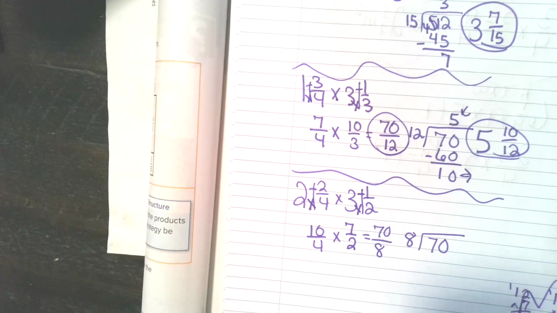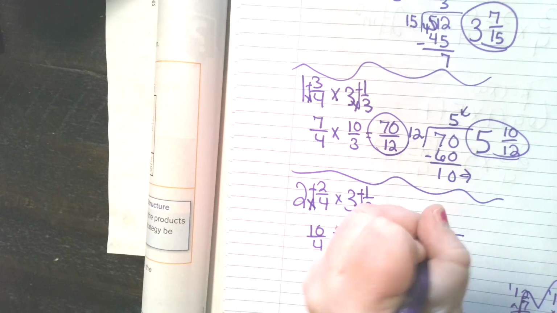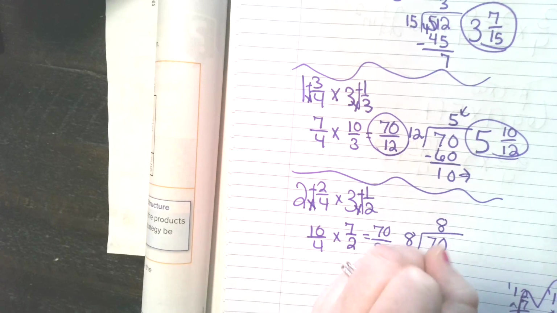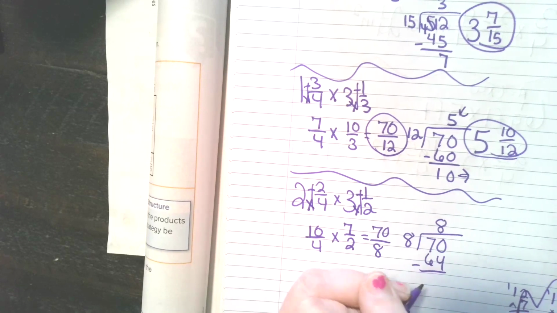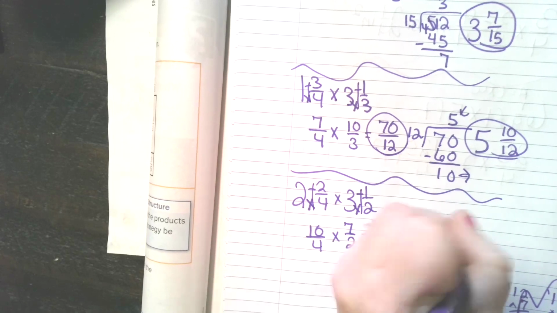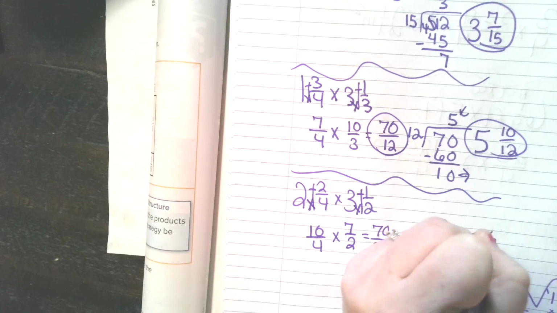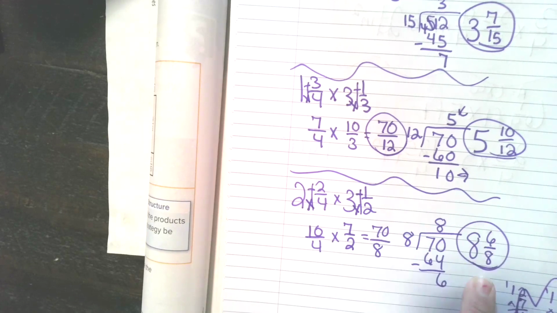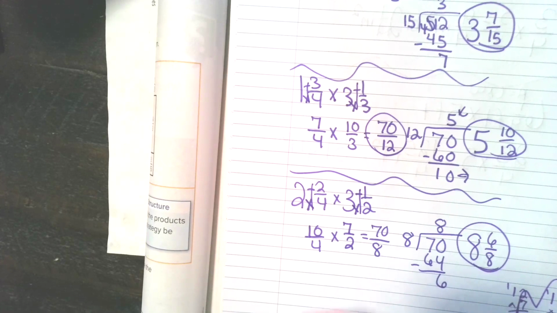How many 8s are in 70? Well, I know 8 times 9 is 72, so I'm going to have to use 8 times 8 is 64. So 70 minus 64 would be 6. So 8 and 6 eighths, or 70 eighths. I'm going to do one more example with you and let you finish up the rest. Let me find my piece of paper here.